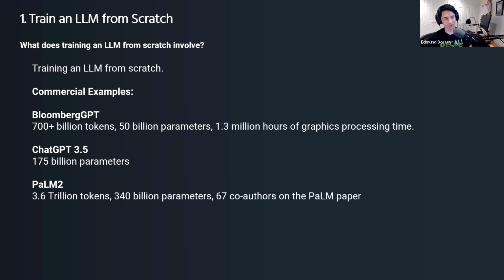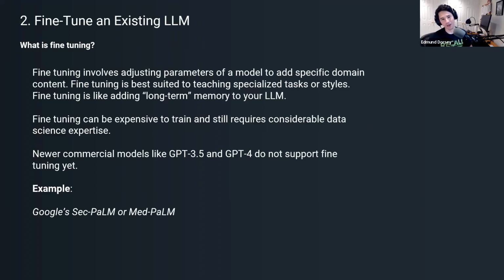Now, doom and gloom here, because once this LLM is built, you have another option, which is to fine tune the existing LLM. Fine tuning an LLM is a process by which you give the LLM domain-specific knowledge. Think of it as adding long-term memories to an existing LLM. It's generally used for specialized tasks. An example would be Google's Sec-PaLM, their security-oriented LLM, as well as their Med-PaLM, their medical-oriented LLM.